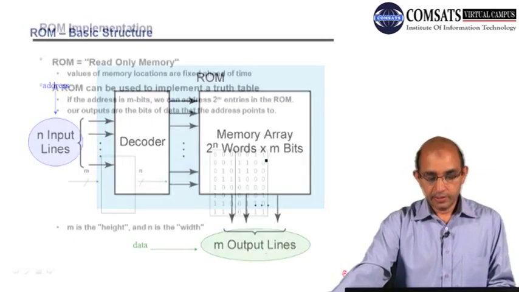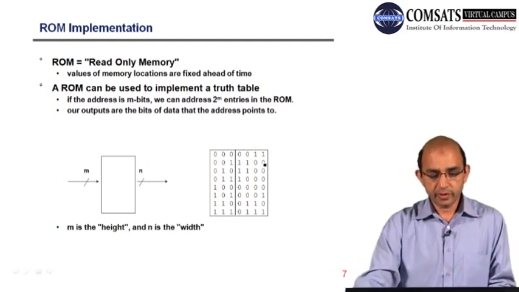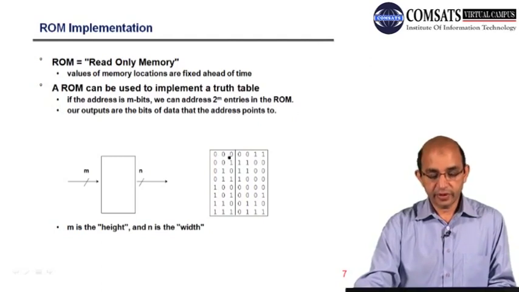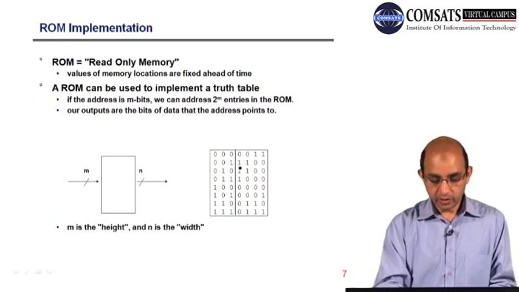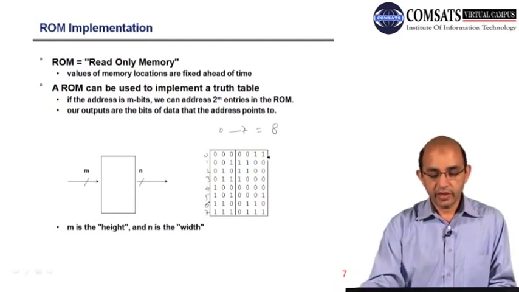So here we have its implementation. This is the truth table. We have m bits, and this is for addresses, so 2 raised power n entries in the ROM. You can see we have all different possible combinations. If we have 3 bits, 000, 001, 010, this is normal counting, and we have studied counters. So 0, 1, 2, 3, 4, 5, 6, and 7. Starting from 0 to 7, a total of 8, so we can address 8 different locations.